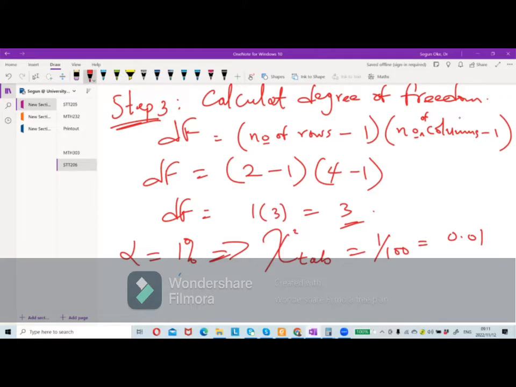Just be listening. Don't be disturbed, please. We are just doing alpha equals 1%. And like I told you, Kelechi, if possible, you can change the direction where you are sitting. Just move to where you can see.